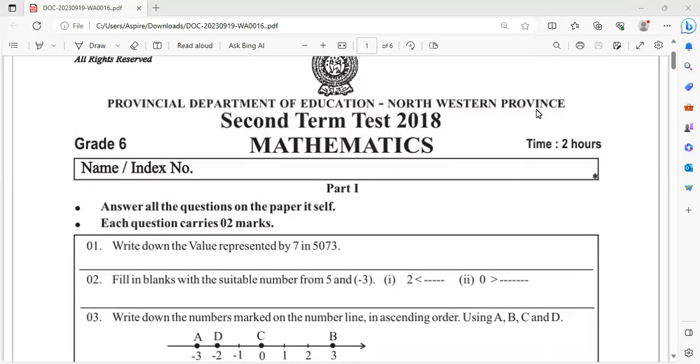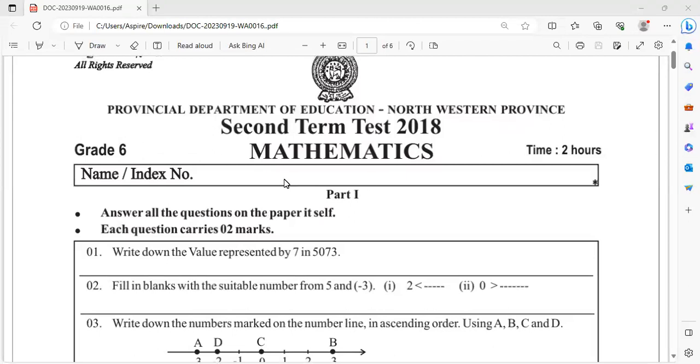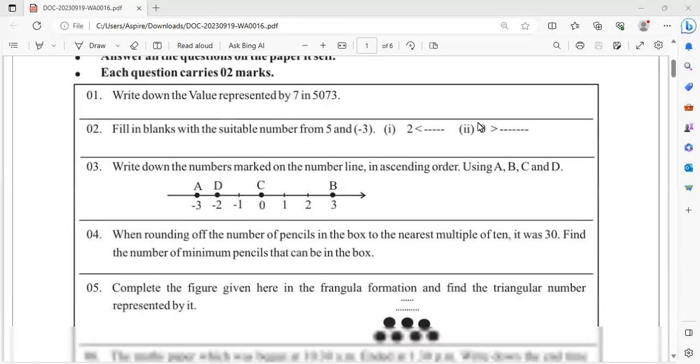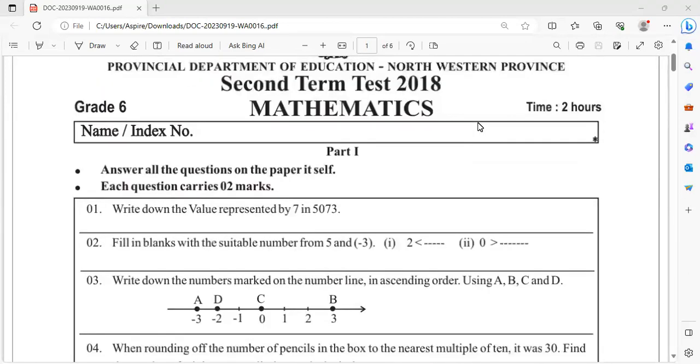Today I am going to discuss the second term test 2018 paper. It is a provincial paper, relevant to the Northwestern province. You know that now you have the first term test, your first term test. The paper consists of 20 short questions, and you have to write the answers for 5 essay questions.